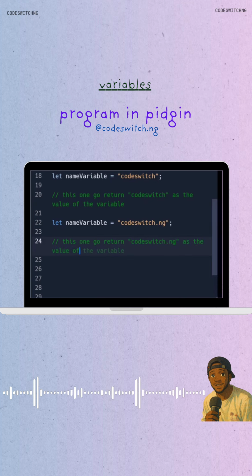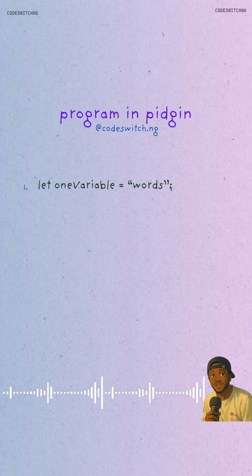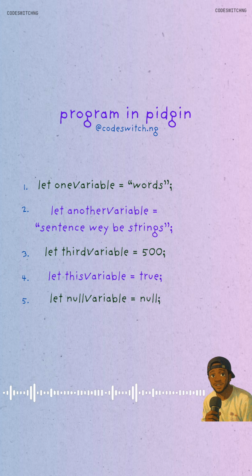Last time I told you say variables na boxes wey we take dey store values wey we go use later for our program. One of the reasons why these variables dey so important na because say you fit use them save any kind of data. You fit use them save words wey be strings. You fit use them save sentences wey be strings. You fit use them save numbers. You fit use them save boolean wey be true or false, and you fit use them save undefined and null values.